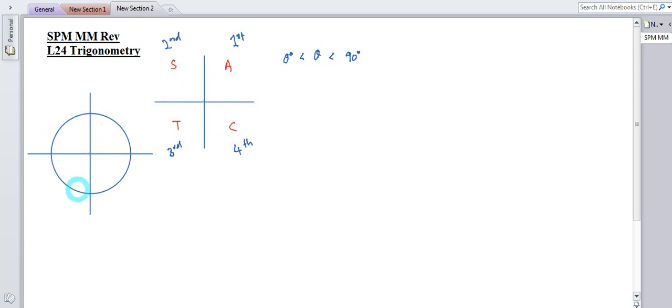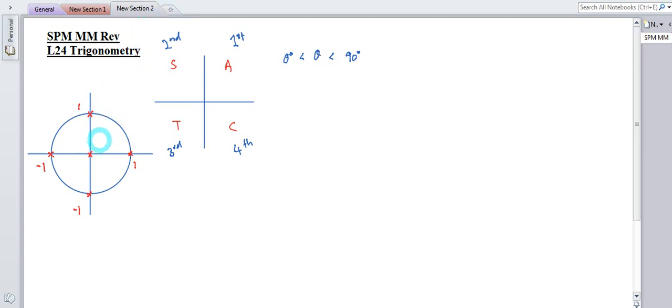I have a unit circle. Unit circle means that the center of the circle is at the origin, 0, 0, and the radius of this circle is actually 1. So here is 1, here is 1, negative 1, negative 1.